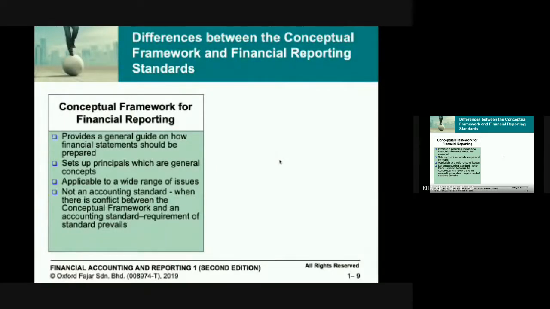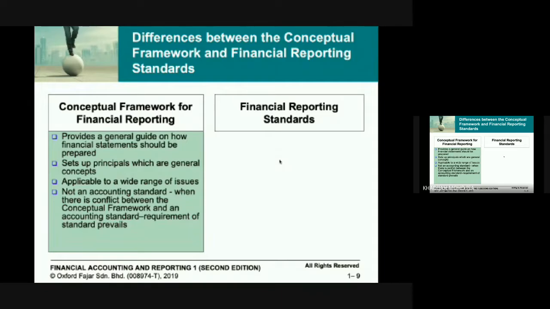All right. On top of that, the conceptual framework also sets up principles, all right, which are general concepts. Again, it's a general concept. It's not very specific. Applicable to a wide range of issues, and it's not an accounting standard. So when there is a conflict between the conceptual framework and an accounting standard, of course, we have to follow the accounting standards, right? Because it's very detailed and it's a law. We're talking about a standard, it's a law that you have to follow.